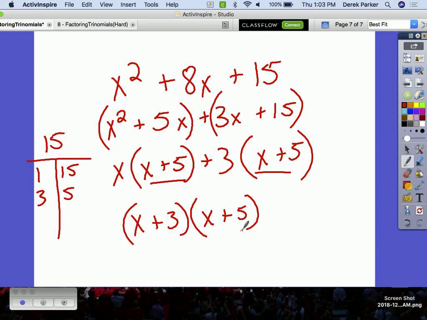Now, you can always go back and check your work.